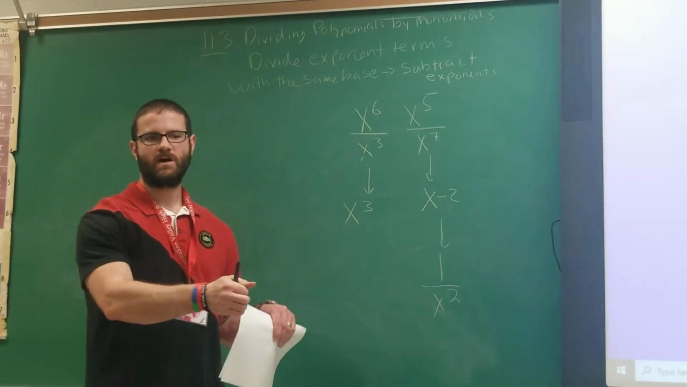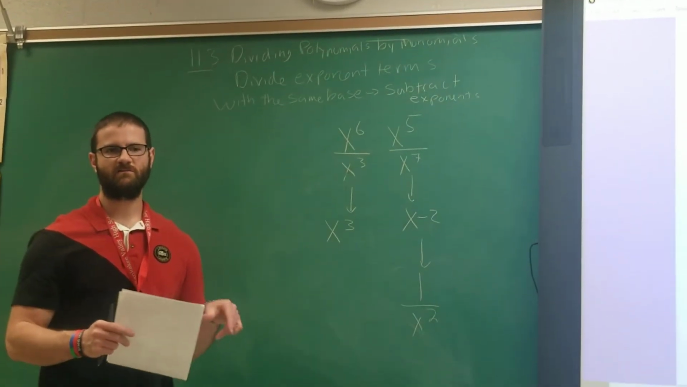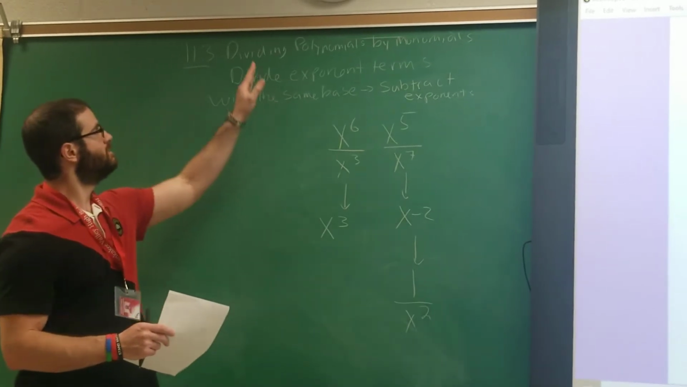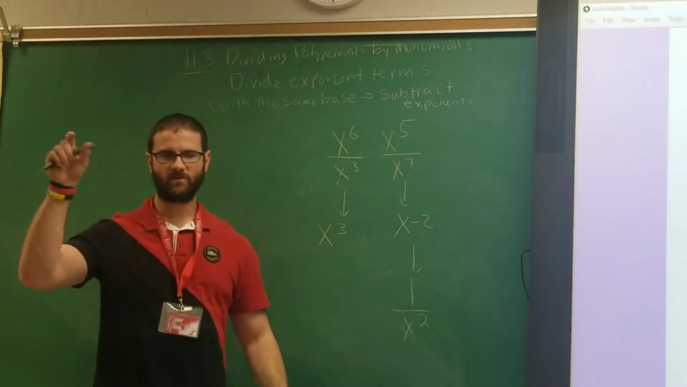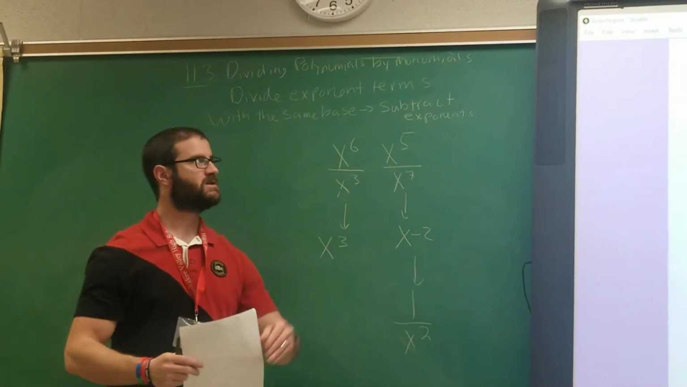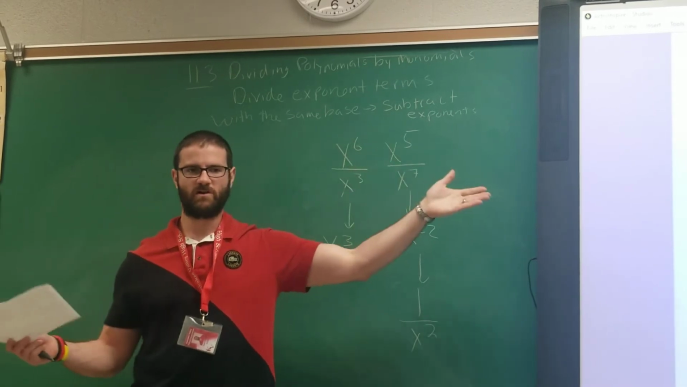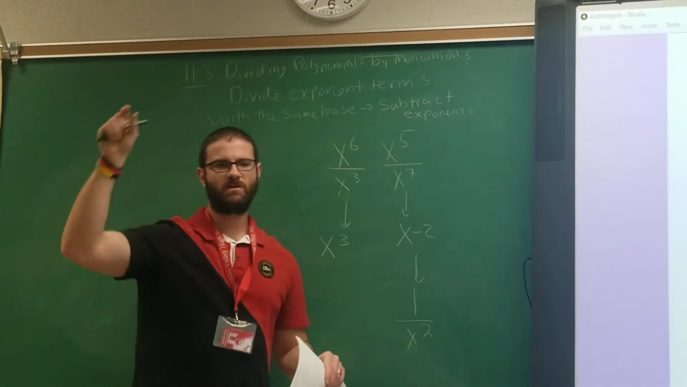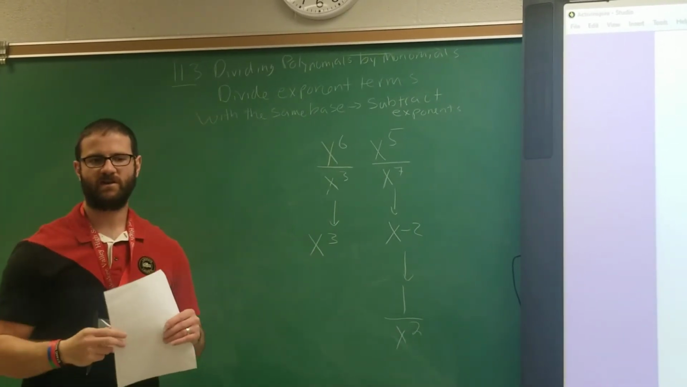This is for Tuesday, May 5th, and this is section 11.3, and what we're going to be doing is dividing polynomials by monomials. Okay, so polynomials, remember, have several terms. That's what poly means. Monomials are just one term. It's a one-term polynomial, basically. So what we're going to end up doing is dividing each term in the polynomial by a certain monomial, which is going to have exponents in it.